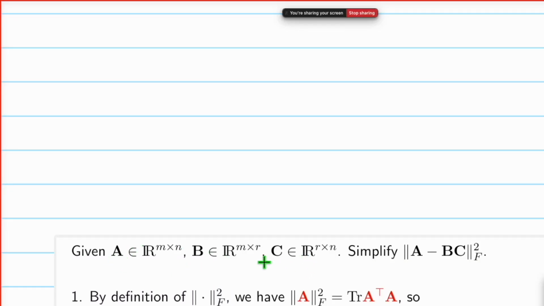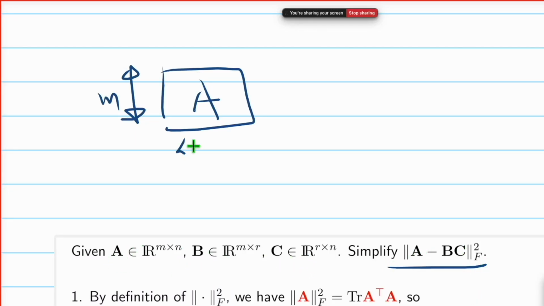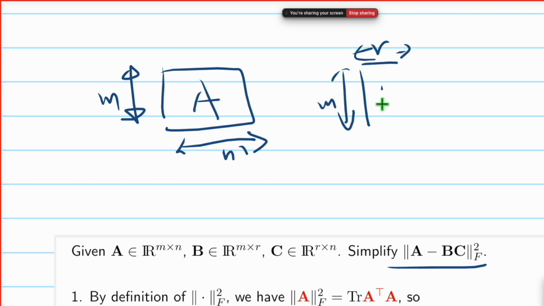Given A, B, C, I want to simplify this. A is M by N. B is M by R, so this is M, and this is R. And C is R by N. So this is shorter, and this is N, same as this, so something like this.